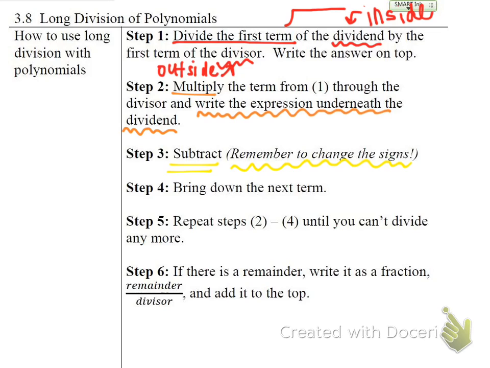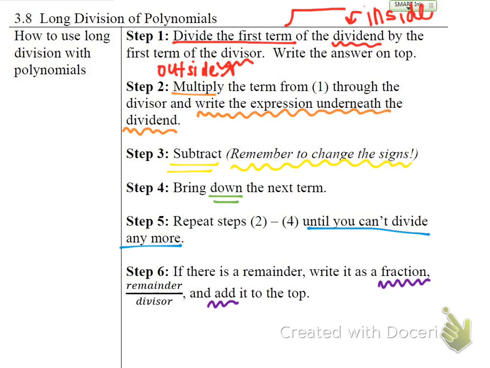So after you subtract, you're going to bring down the next term. Remember that, guys? So you bring down the next term. And then basically you're going to repeat this until you can't divide anymore. Okay, so you're going to repeat all the steps, same thing over and over until you can't divide anymore. And then once you can't divide anymore, if there's a remainder, you're going to write it as a fraction and add it to the top. Okay, remainder over divisor. So what's left, your remainder over what you were dividing by on the top.